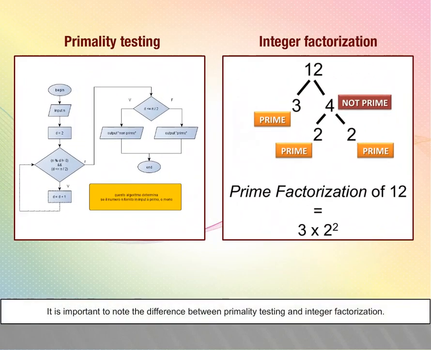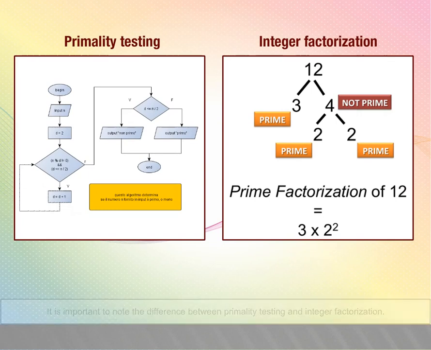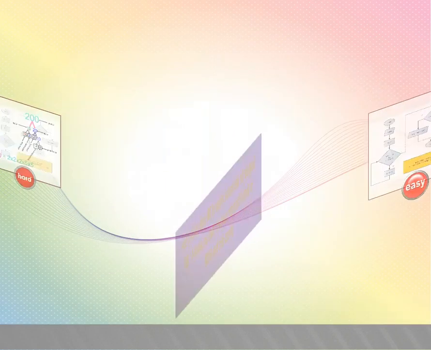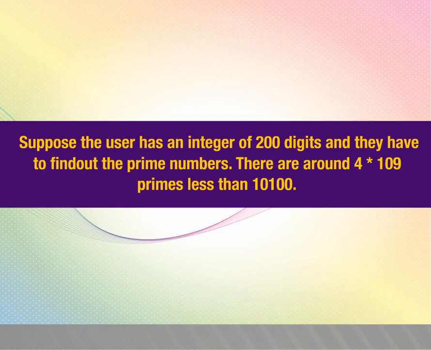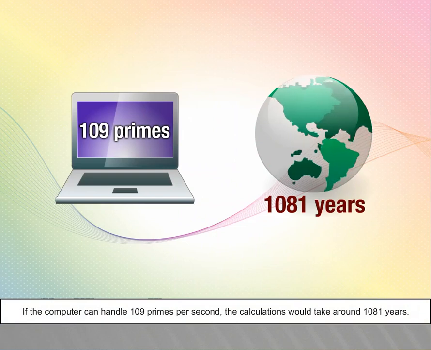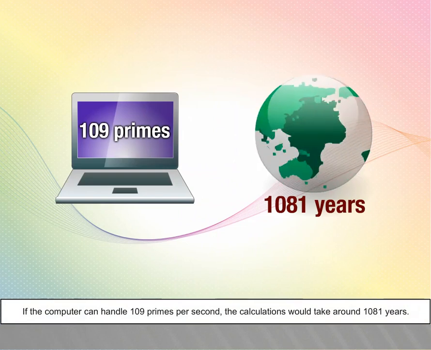It is important to note the difference between primality testing and integer factorization. Since 2006, factorization is a computationally hard problem, whereas primality testing is comparatively easy. Suppose the user has an integer of 200 digits and they have to find out the prime numbers. There are around 4 into 10^97 primes less than 10^100. If the computer can handle 10^9 primes per second, the calculations would take around 10^81 years.